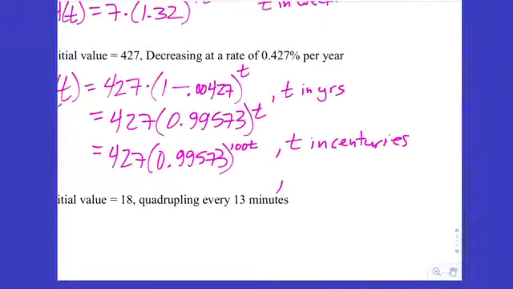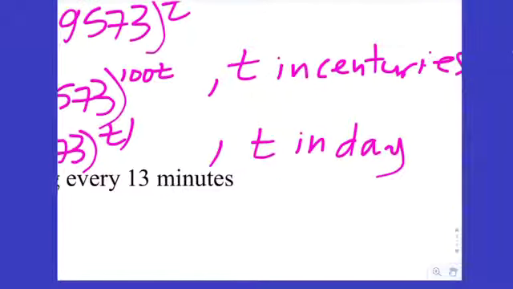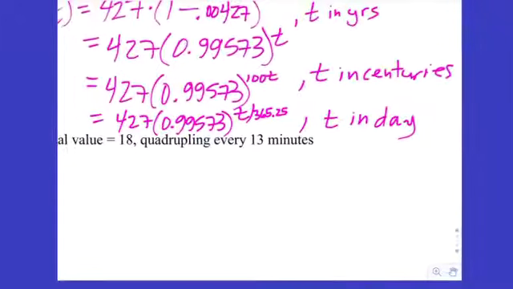Let's do one more. Let's see if we're measuring t in days. If we're measuring t in days, it's going to be 427 times 0.99573 to the t divided by, 1 year is how many days? 365 and 1/4. Ish, right?